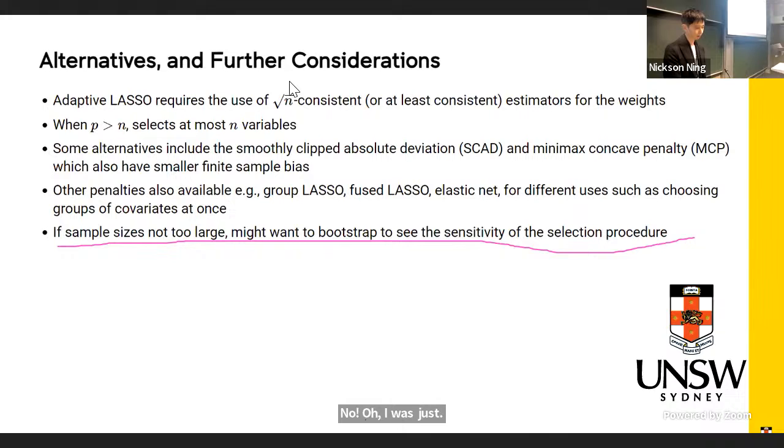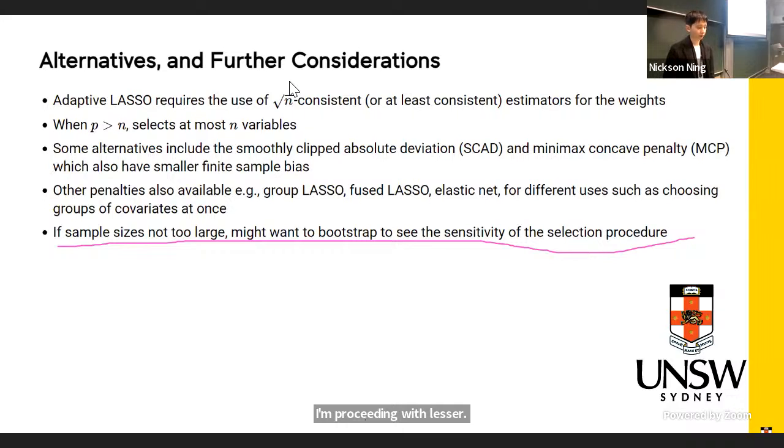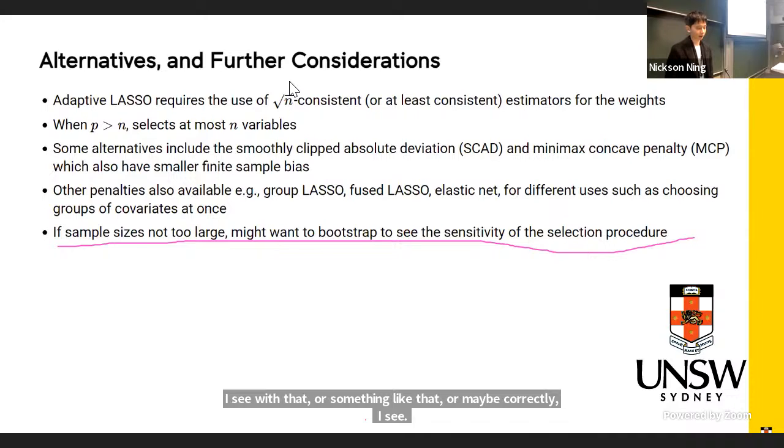So the question is, would screening out highly correlated variables first and proceeding with lasso, so not adaptive lasso, be a reasonable approach when the motivation is prediction? So if your motivation is just prediction, then the lasso can be a decent choice. And you probably want to use AIC with that, or maybe corrected AIC, which optimizes the prediction.